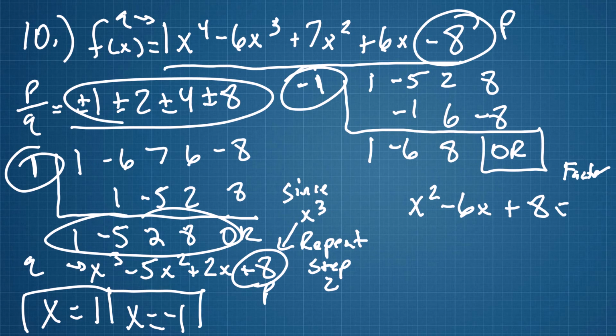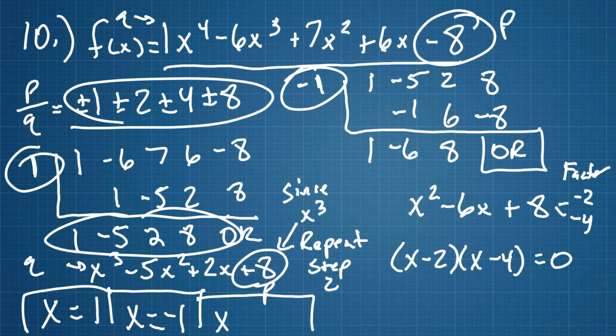Alright. How do I get 8? Well, -2 and -4 gives me +8. They add up to be -6. So I have x minus 2, x minus 4, all equal to 0, which means x equals 2, x equals 2, and x is equal to 4.